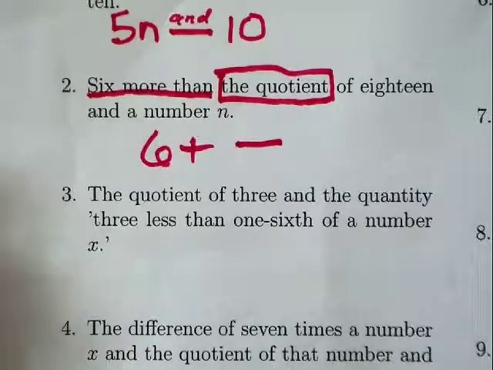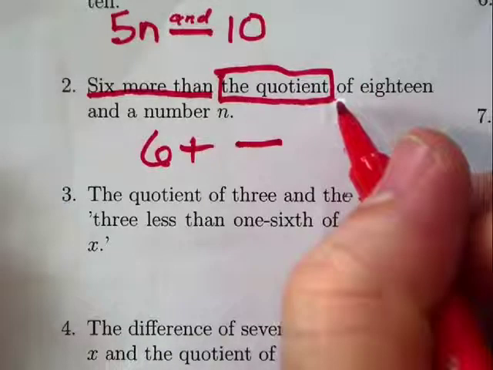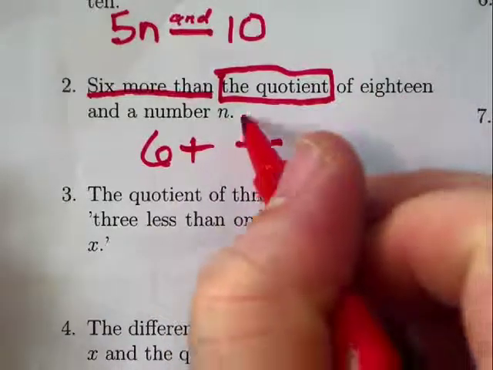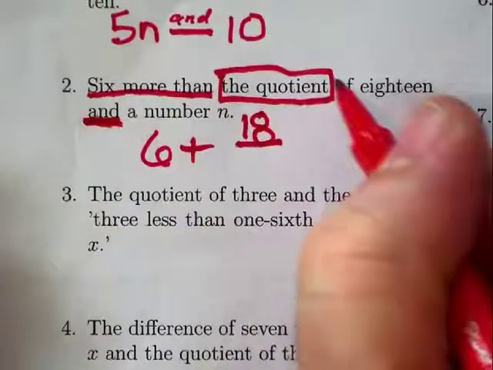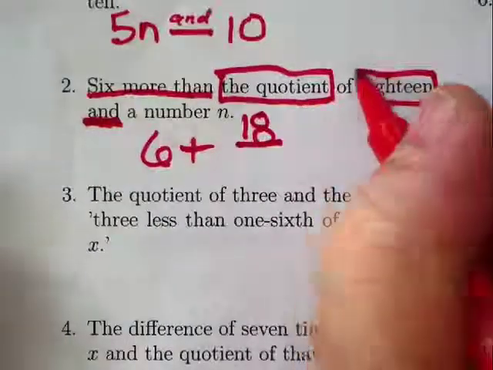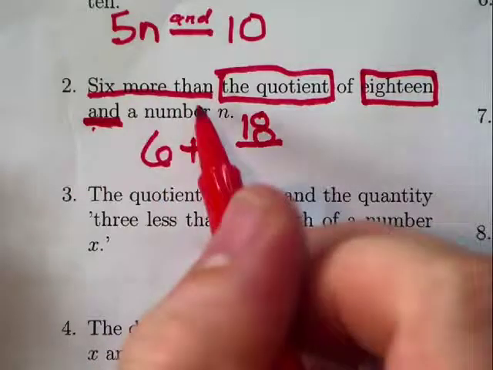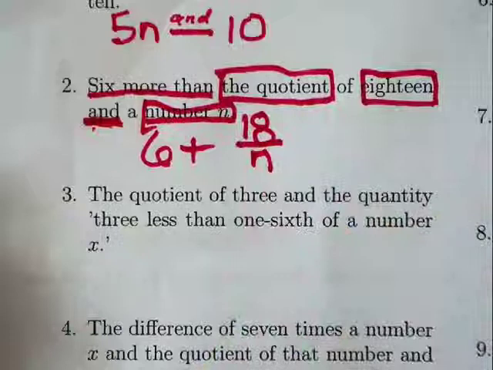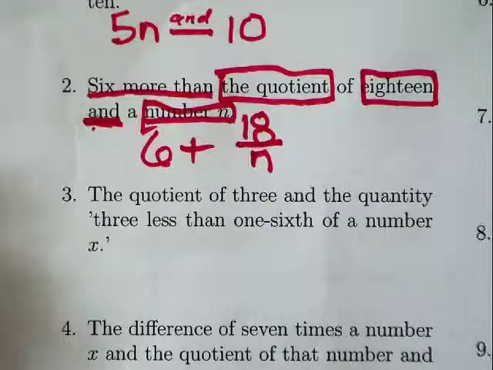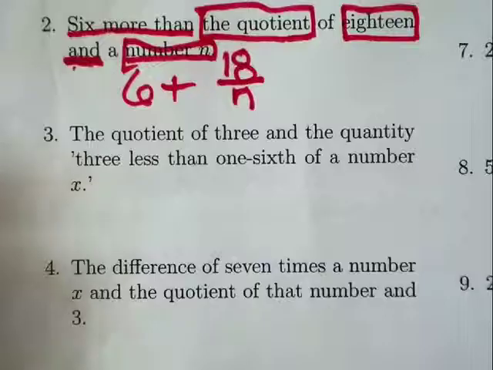So I know what I can put on top and what I can put on bottom. Okay, 6 more than the quotient of 18 and, so that's one side, 18 and a number n. And there's the bottom part. So 6 plus 18 divided by n, or 6 more than the quotient of 18 and the number n. Okay, let's go to number 3.